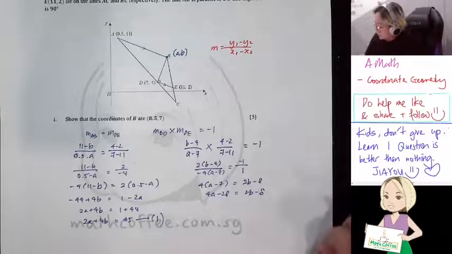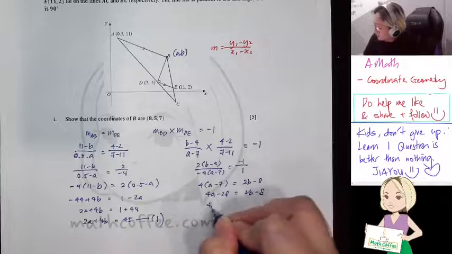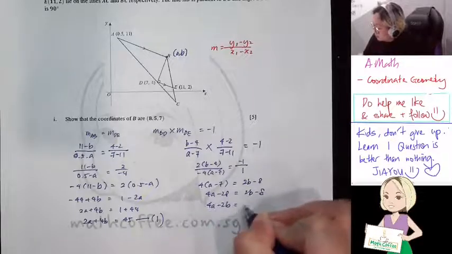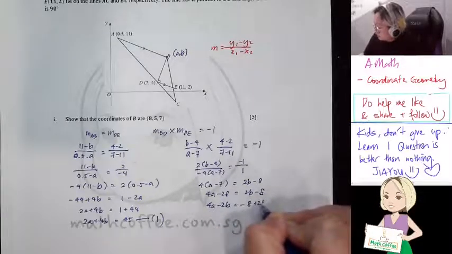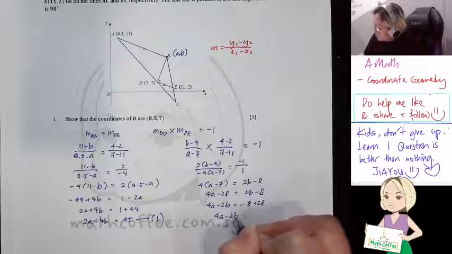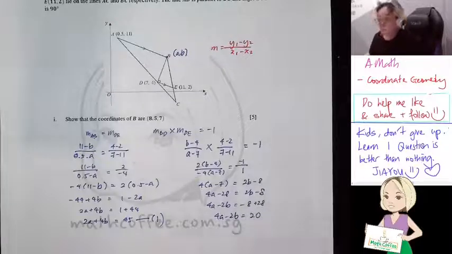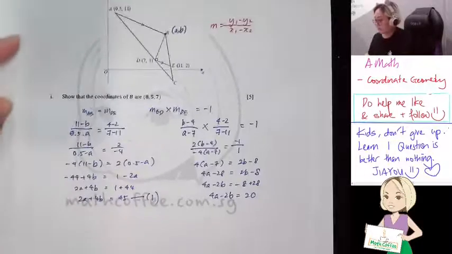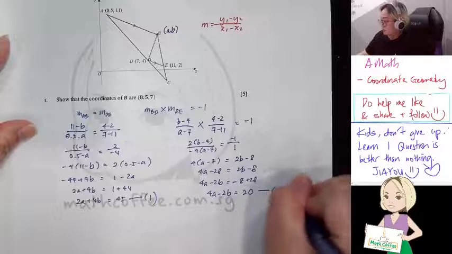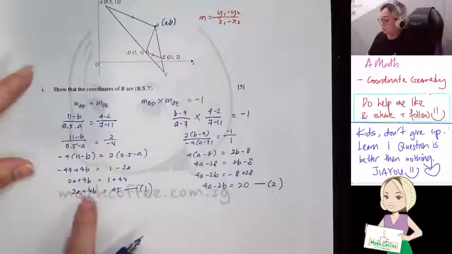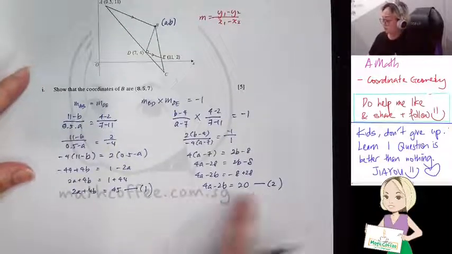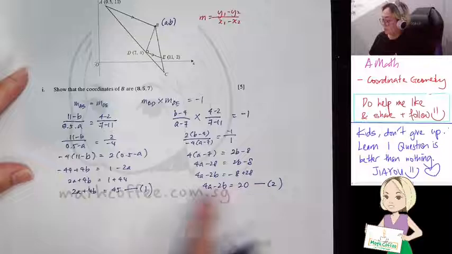So same thing, I'm going to move all the a and b to one side. So 4a minus 2b equals to minus 8 plus 28. 4a minus 2b equals to 20. So I let it be equation 2. So now I have my equation 1, equation 2. So what can I do?